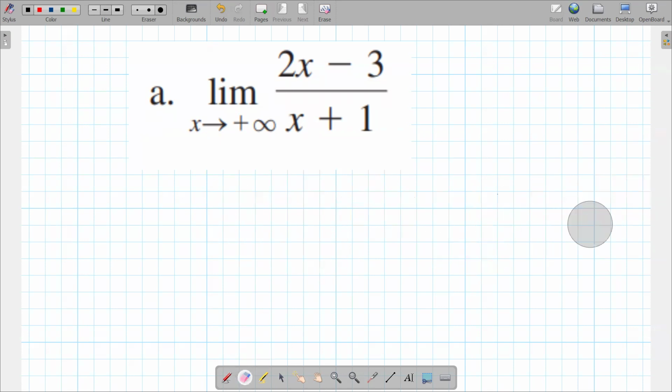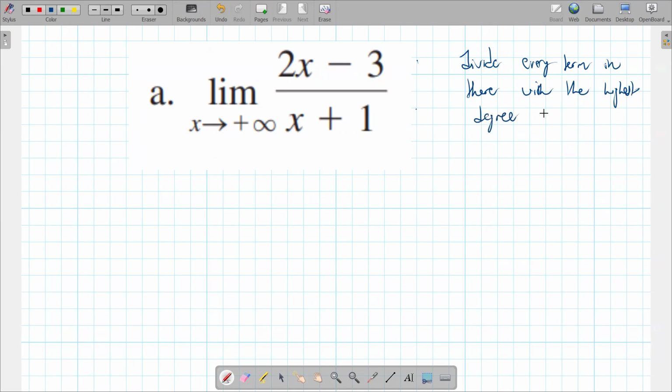So what we're gonna do here is think a little bit. We cannot have infinity over infinity. This is what we don't want. So that means we cannot just plug infinity in there. So we have to think a little bit, and this is the technique. If you get an indeterminate form, what you want to do is divide, okay? You want to divide every term in the function by the highest power of x, the highest degree of x in the entire function.